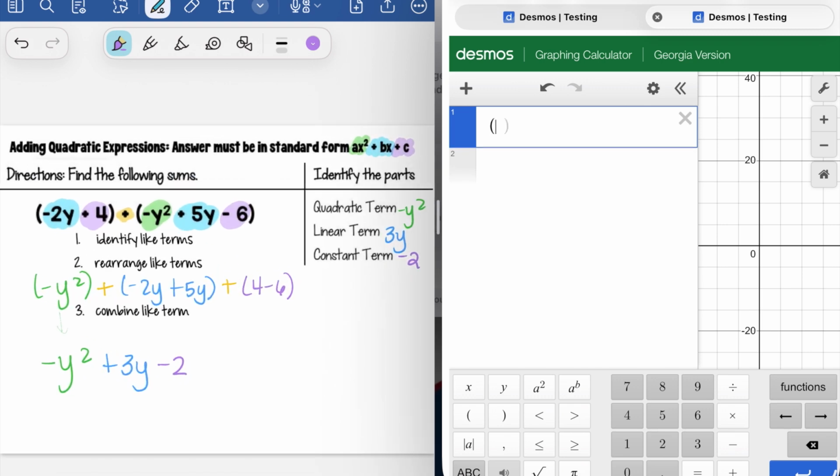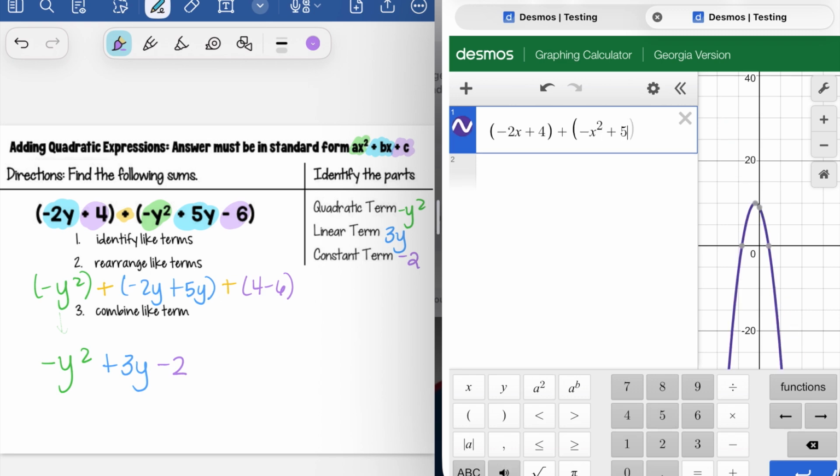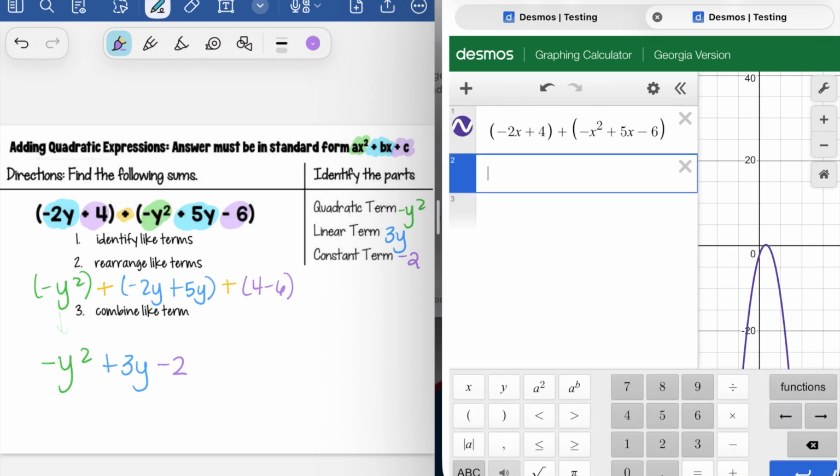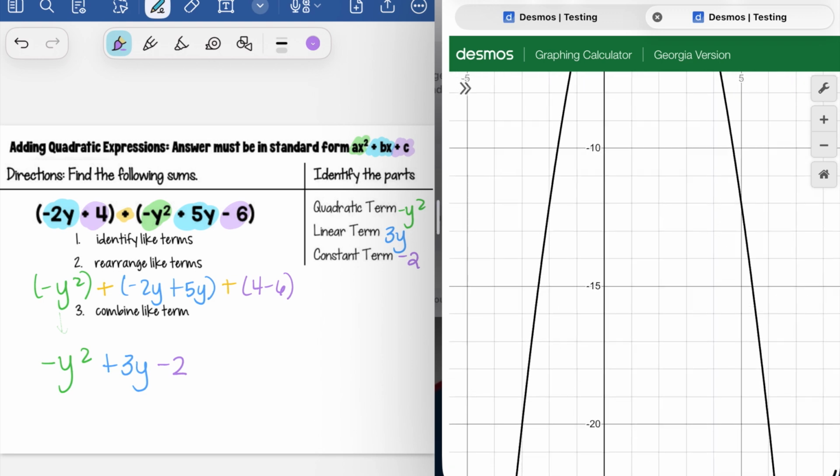So my first group will be negative 2y, but I can use x. It doesn't matter. I don't have to use y. Plus 4. And I'm going to add it to negative x squared plus 5x minus 6. And this is the parabola that I got. So we're going to put our final answer in there. Negative x squared plus 3x minus 2. They match. So we were right.